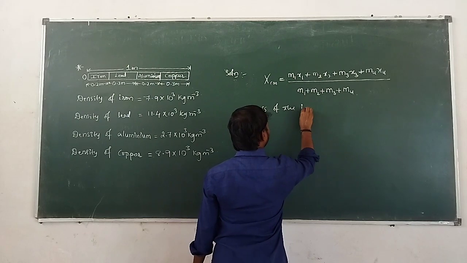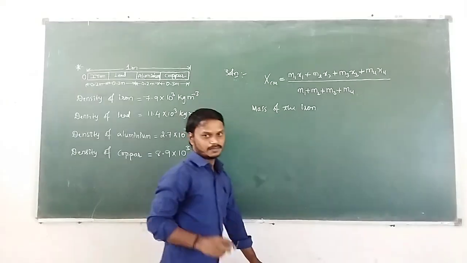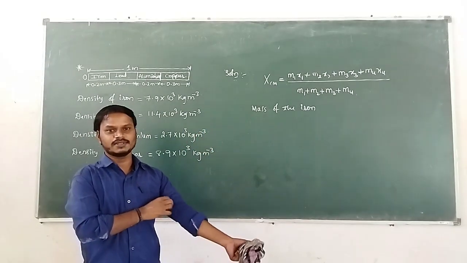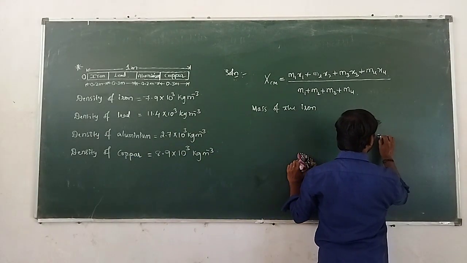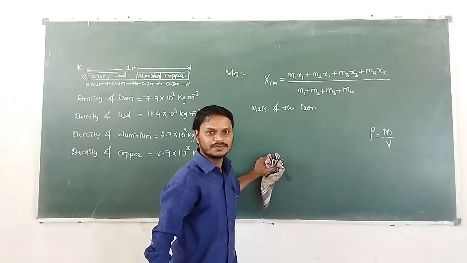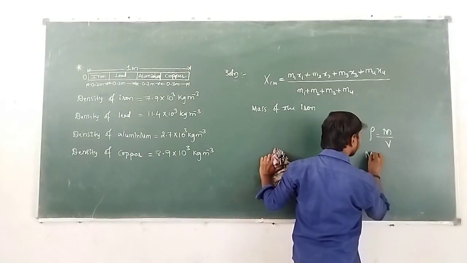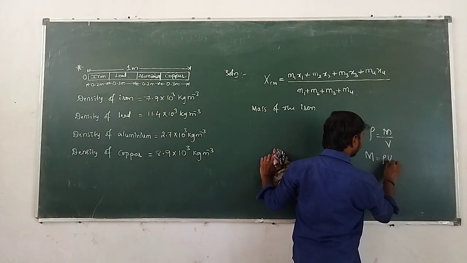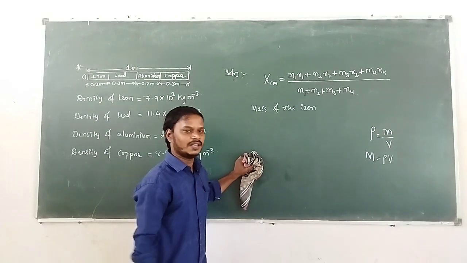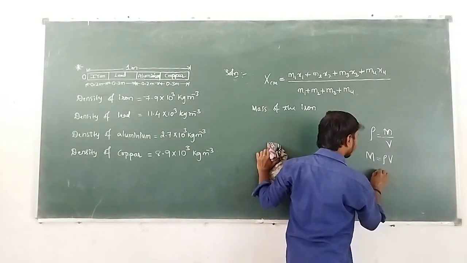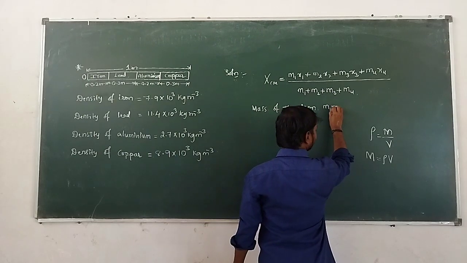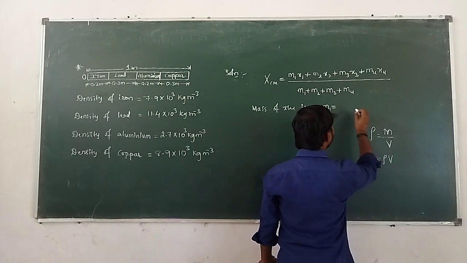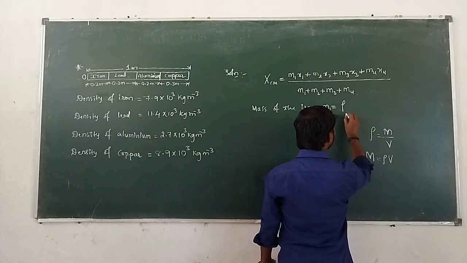Mass of the iron. How to find mass here? By using the density formula. Density is given. Okay. So what is the density? Rho is equal to mass per volume. Density is nothing but mass per volume. Then mass is equal to density into volume. Okay. Now, I will take the mass of the iron as M1. Then density of iron.